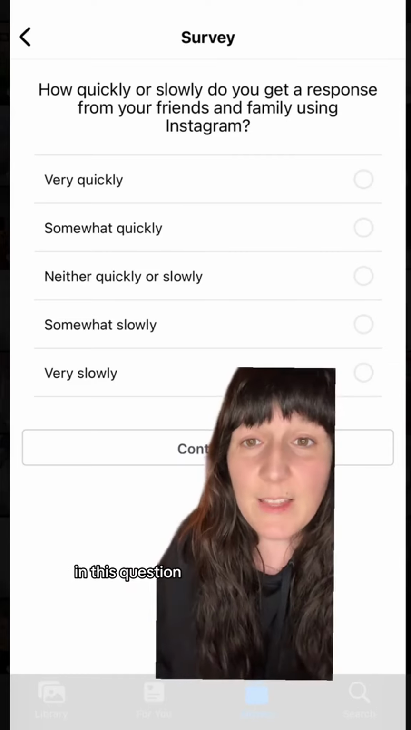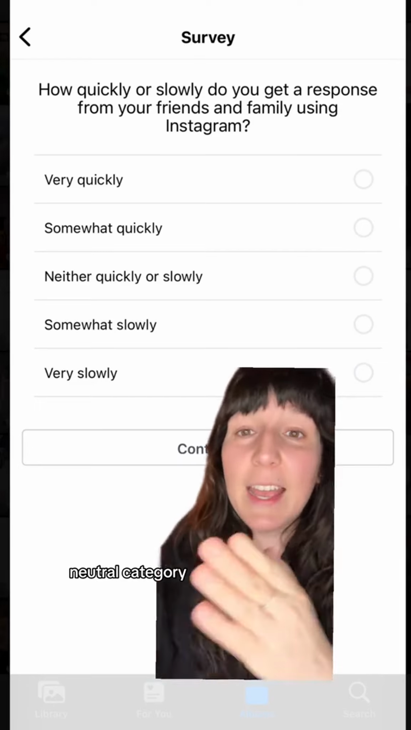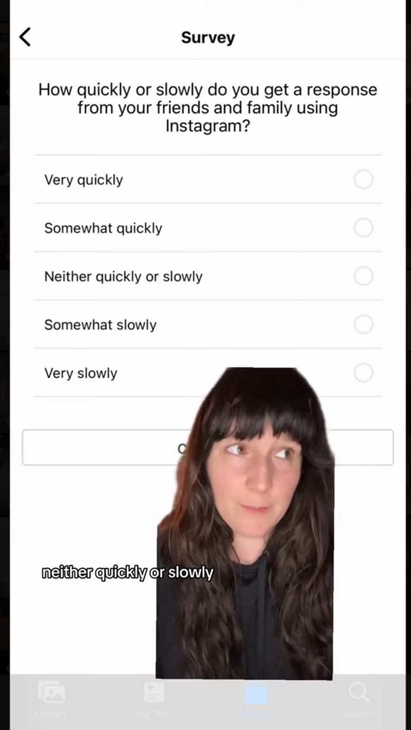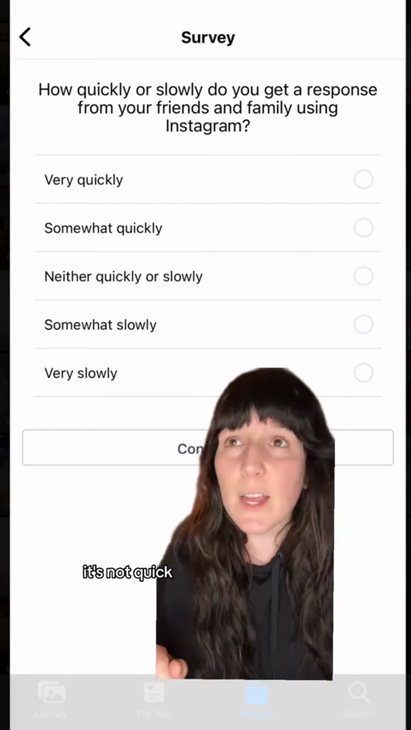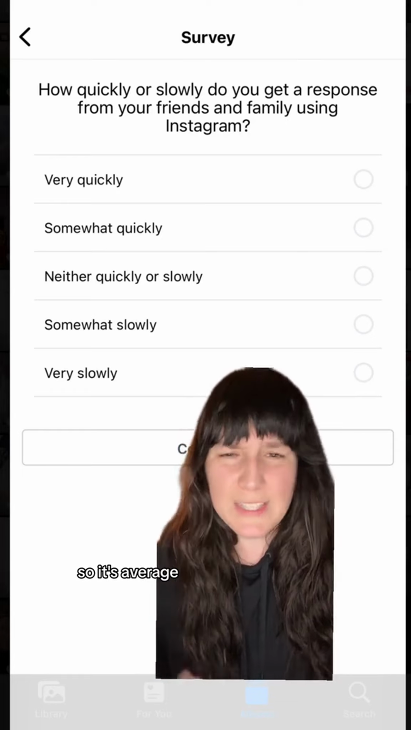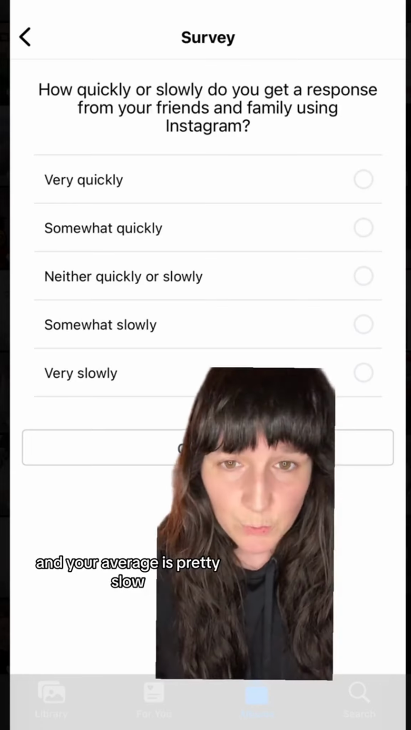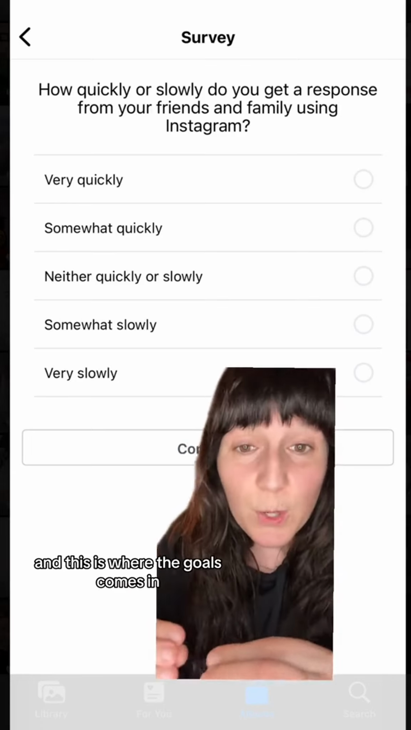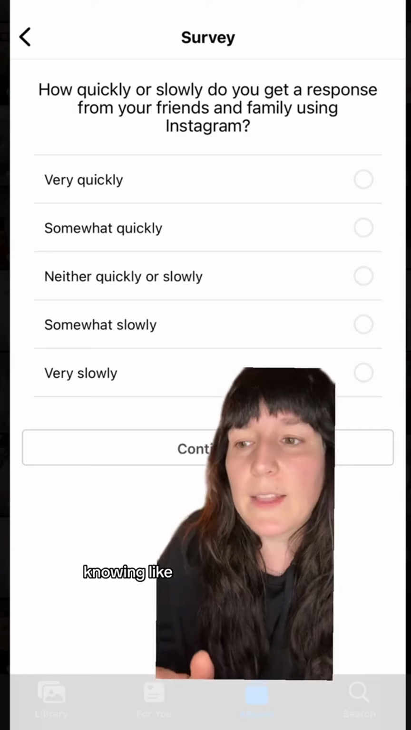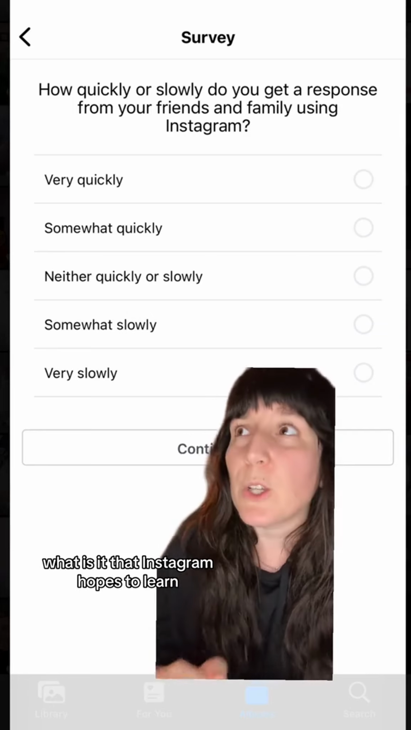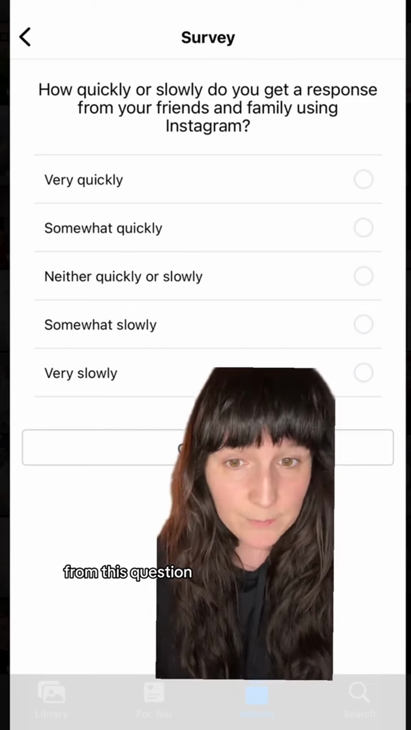You can also see that in this question, they have the dreaded, in my opinion, neutral category, neither quickly nor slowly. What speed might that be? Well, they respond to me, it's not quick, it's not slow. So it's average? What is average in your opinion? Maybe my average is pretty quick and your average is pretty slow. And this is where the goals come in. I would really be interested in knowing, what is it that Instagram hopes to learn or hopes to be able to report out and share from this question?